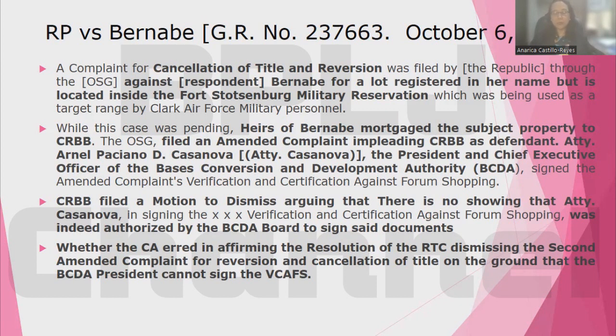CRBB filed a motion to dismiss, arguing that there is no showing that Attorney Casanova was indeed authorized by the BCDA Board to sign the documents. The issue is whether the CA erred in affirming the resolution of the RTC dismissing the second amended complaint for reversion and cancellation of title on the ground that the BCDA president cannot sign the recaps.